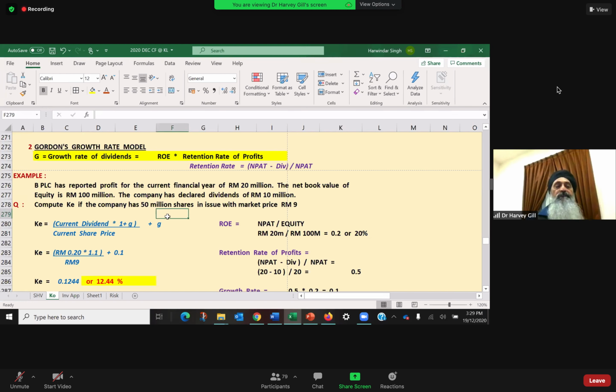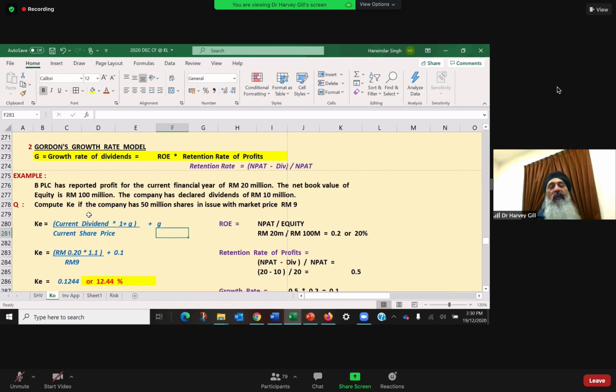Let's take an example. BPLC has reported profit for the current financial year of 20 million. The net book value of equity is 100 million. So their profit is 20 million, book value of equity 100 million. So what is ROE? 20 million divided by 100 million. Profit over equity, ROE, return on equity, is 20%. The company has declared dividends of 10 million. So half of this is going to be distributed as dividend, and the other half is going to come back into the company, reinvested into the company.